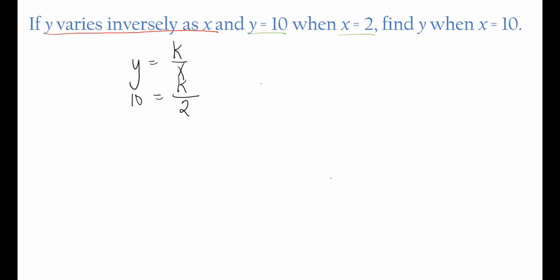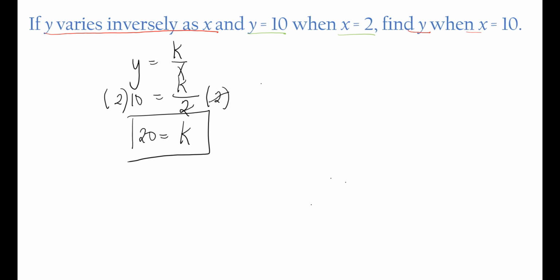To do that, we have to multiply 2 to both sides of the equation and then simplify. We may cancel this out, k will be retained, and then find the product of 2 and 10, and that is equal to 20. Therefore, our constant of variation is 20. Now, we will use this value to solve for the value of y when x is equal to 10.